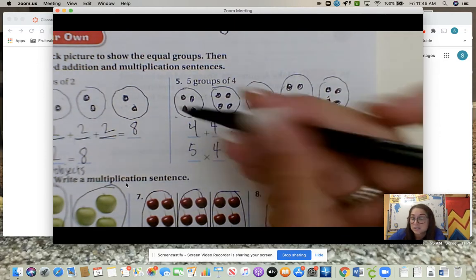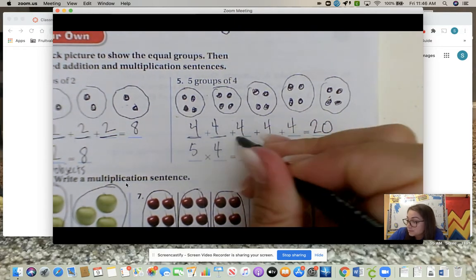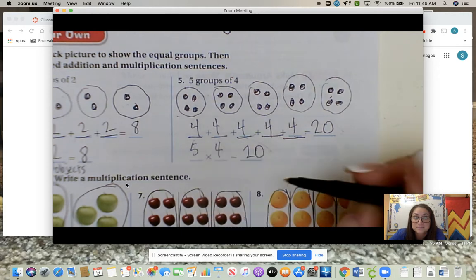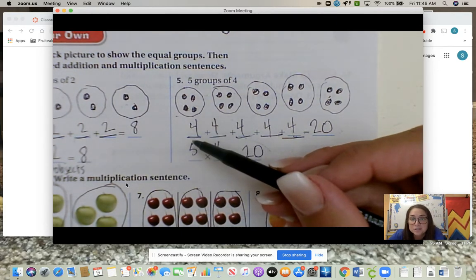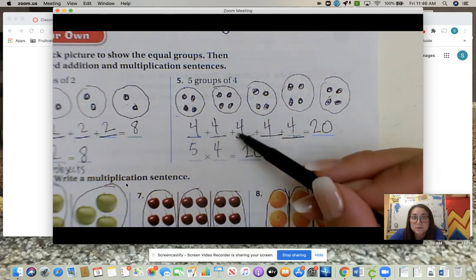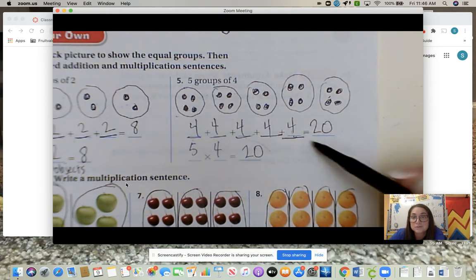You have your addition. Remember, this is 1 group, 2, 3, 4, 5 groups. So picture those lines as being groups. Then you write how many are in each group. 4 are in each group. So 4 plus 4 plus 4 plus 4 plus 4 is 20.